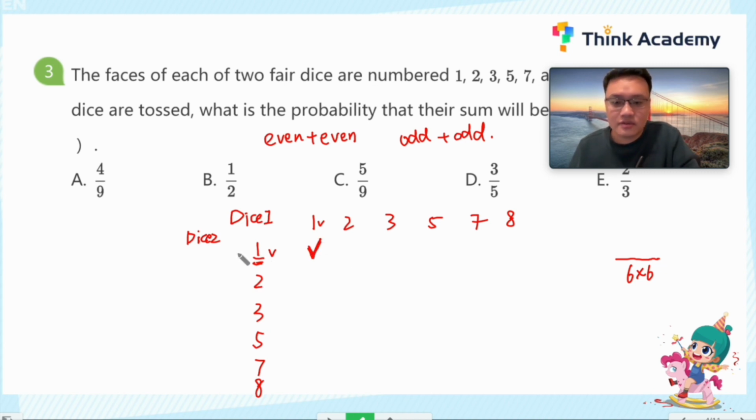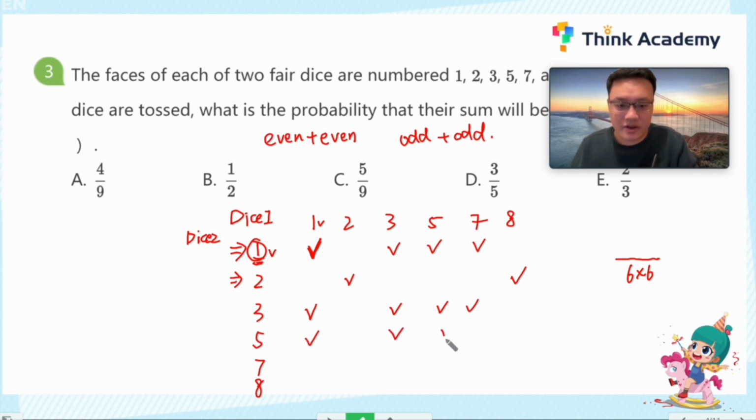As for this row, 1 is an odd number, so I'm going to choose all the other odd numbers: 3, 5, 7, like this. And as for the second row, I got an even number. That means I cannot choose an odd number, that way I cannot get an even sum. So I'm gonna choose 2, and I'm gonna choose 8. So let's finish this. For 3, odd numbers 1, 3, 5, 7. As for 5, 1, 3, 5, 7. And for 7, 1, 3, 5, 7. And for 8, that's an even number, so let's choose 2 and 8. And now you just count how many ticks you have.